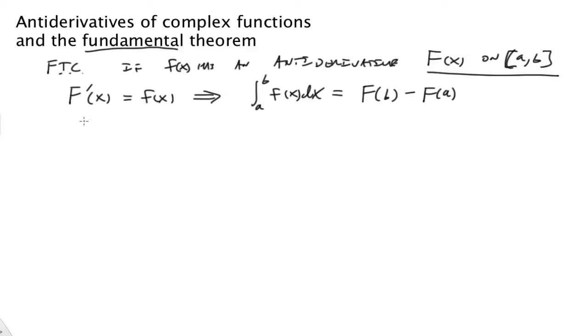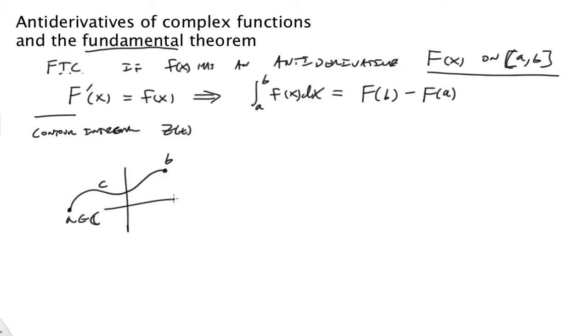Okay, so what's going on here? Let's see if we can generalize that to a contour integral. So now we're going to talk about a contour integral. We have z of t, starting at a point we'll call A in the complex plane, with some contour all the way to B, another number in the complex plane. So there's our complex plane, and that defines our contour C.